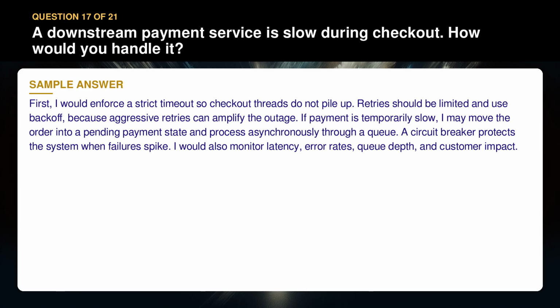If payment is temporarily slow, I may move the order into a pending payment state and process asynchronously through a queue. A circuit breaker protects the system when failures spike. I would also monitor latency, error rates, queue depth, and customer impact.